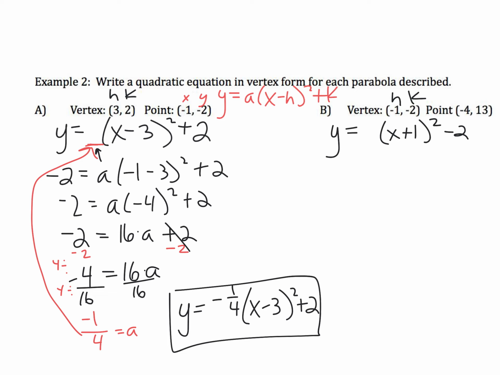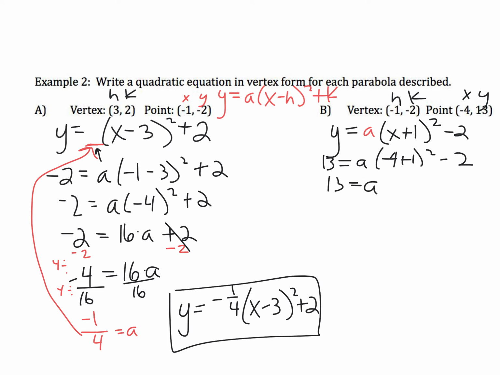Again, our goal is we're trying to find what this a value is. So we're given another point, an xy pair, on this parabola, and we're going to plug in the x for the x and the y to the y. So we will get 13 equals a, that's what we're trying to find. Replace x with -4 plus 1 squared minus 2, and now we've got to apply PEMDAS, order of operations.